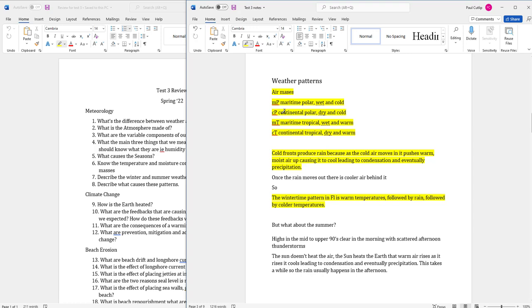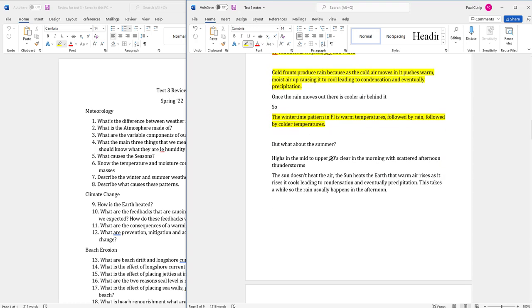This continental polar air comes in, it shoves that maritime tropical air out of the way. That leads to condensation and precipitation and rain. And then behind it, you have that nice, clear, high pressure weather that we all love so much in the wintertime. Summertime pattern is there, right?